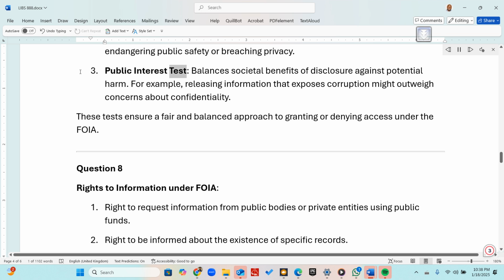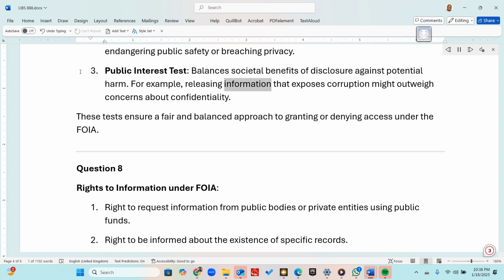Public interest test balances societal benefits of disclosure against potential harm. For example, releasing information that exposes corruption might outweigh concerns about confidentiality. These tests ensure a fair and balanced approach to granting or denying access under the FOIA.